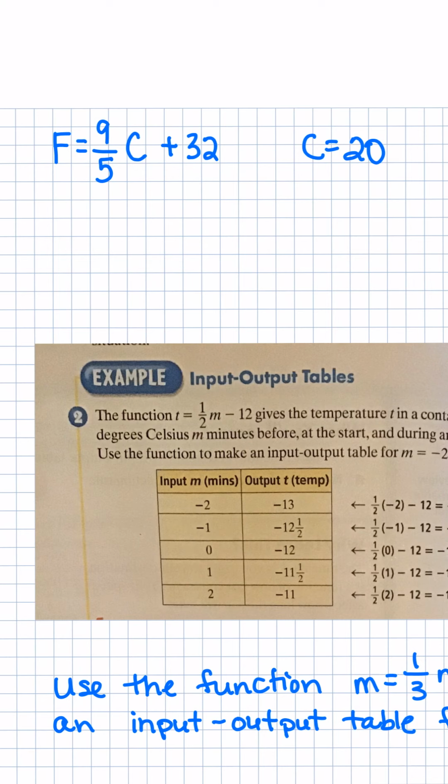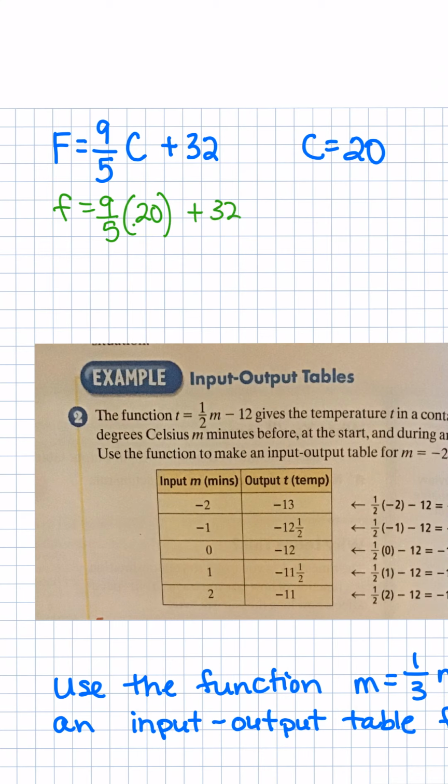So we have F equals 9/5 C plus 32. It converts temperature in degrees Celsius, C, to degrees Fahrenheit, F. So if we saw that C equaled 20, let's go ahead and solve for F. So first thing we want to do is substitute the input of C. So then we have F equals 9/5 times 20 plus 32.